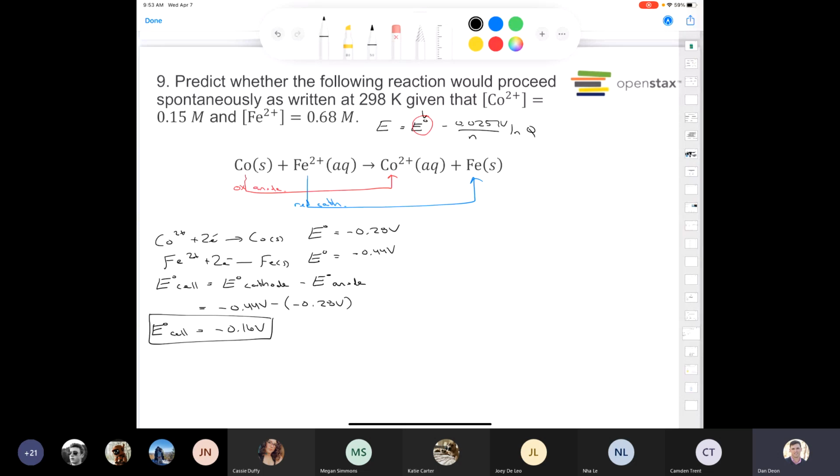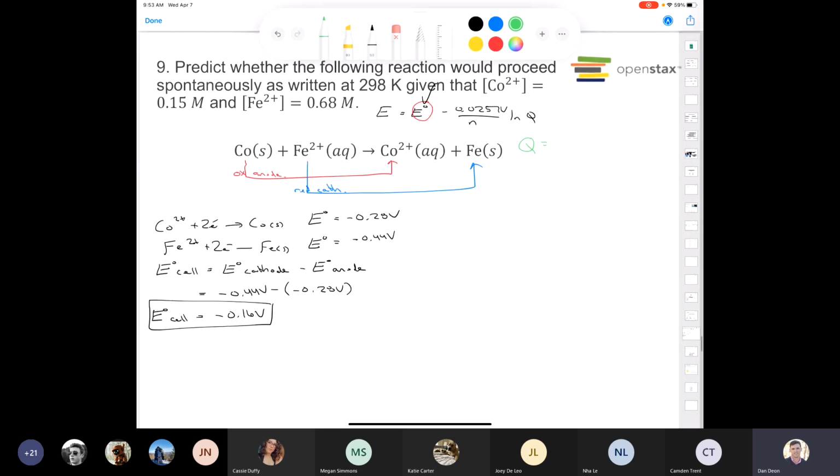Now I have this number, and I can solve for Q pretty easily, can't I? Because I know that Q for this reaction is going to be equal to the concentration of the cobalt ions divided by the concentration of the iron 2 plus ions. Remember, we only include things that are in aqueous solution or that are gases, the pressure if they're gases. We don't include pure solids and pure liquids. So now I have everything to solve for my E at non-standard conditions, which is what I'm dealing with in this question.